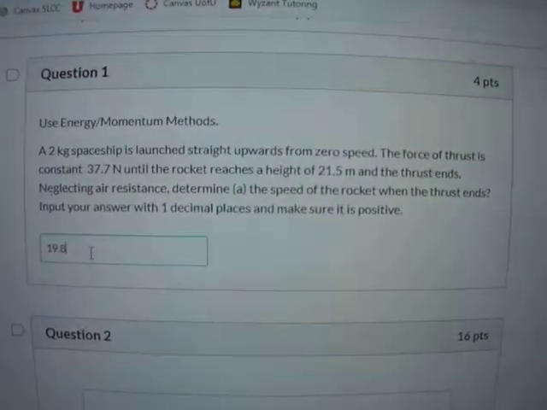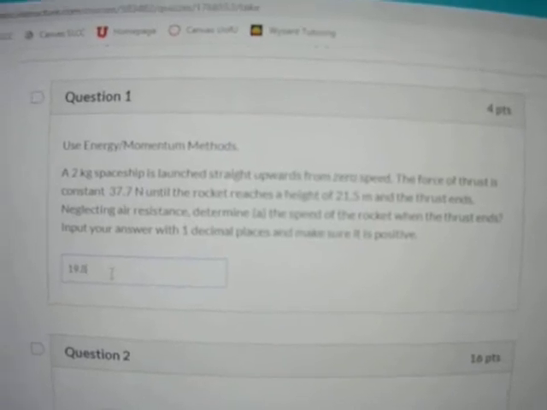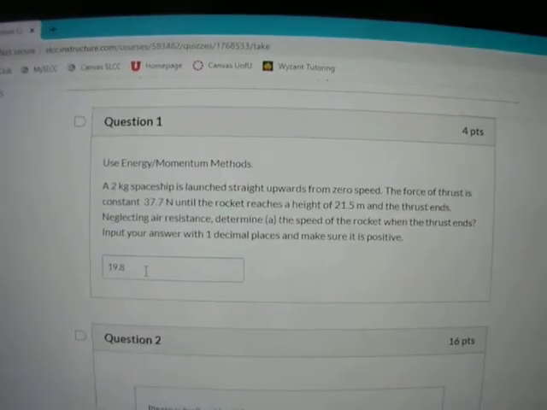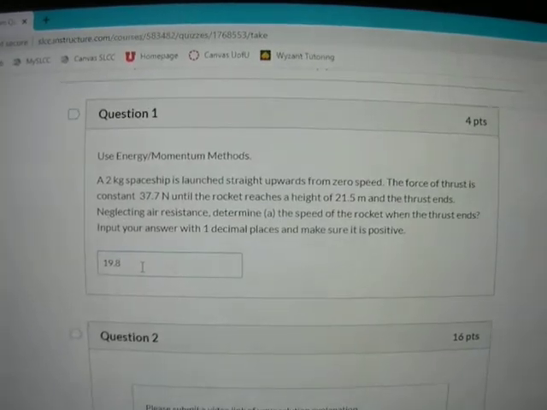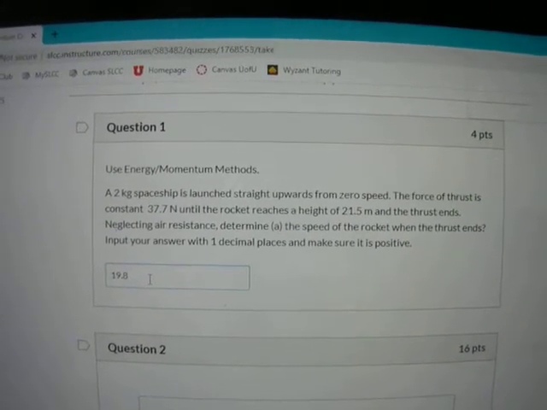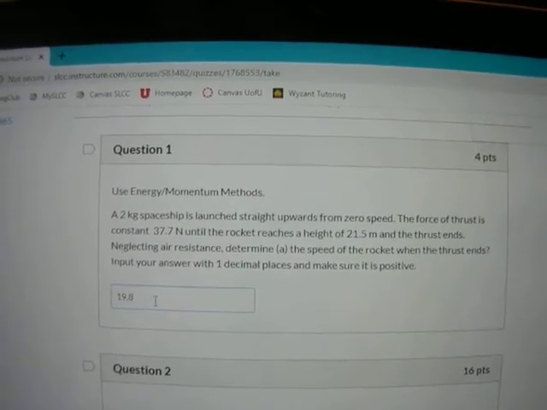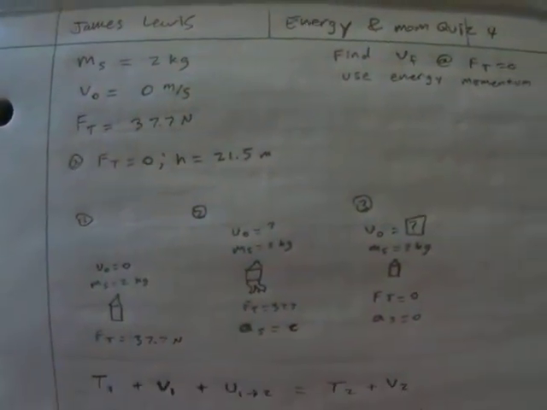This is the energy and momentum quiz number 4. Our question asks: a 2 kilogram spaceship is launched straight upwards from zero speed. The force of thrust is a constant 37.7 newtons until the rocket reaches a height of 21.5 meters and the thrust ends. Neglecting air resistance, determine A, the speed of the rocket when the thrust ends, to one decimal place, and make sure it's positive.